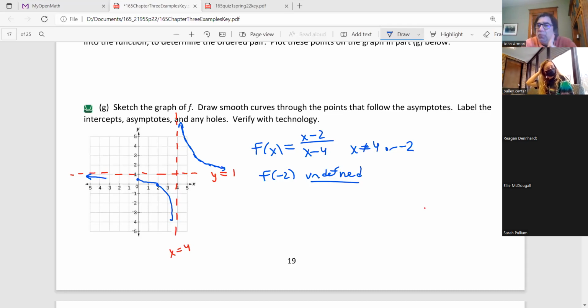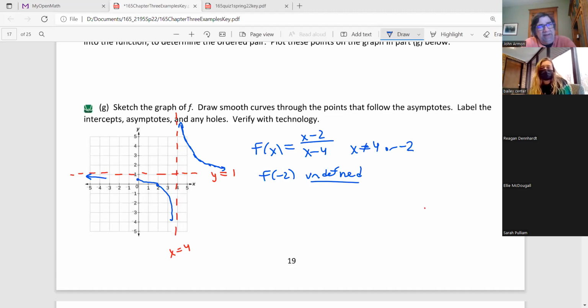Now, this only happens in one instance. Look at the original function: x squared minus 4 and x squared minus 2x minus 8 are the two polynomials in the numerator and denominator. When they were factored, they had a common factor, and the common factor was x plus 2. That is the only time you're going to get a hole in the graph.